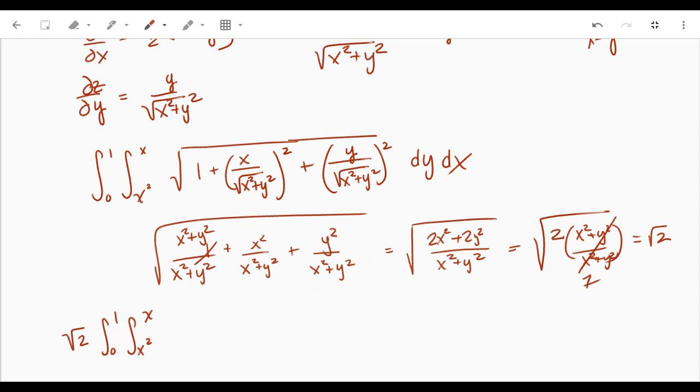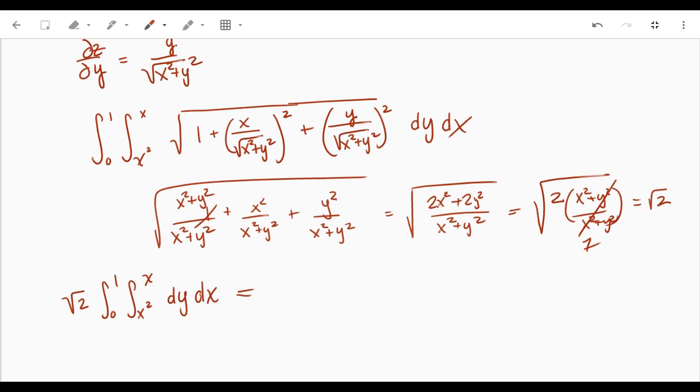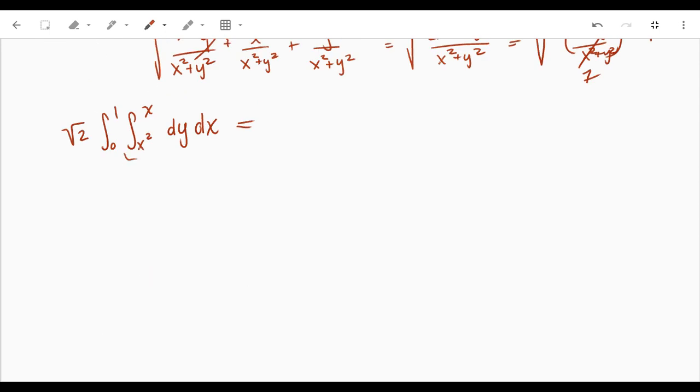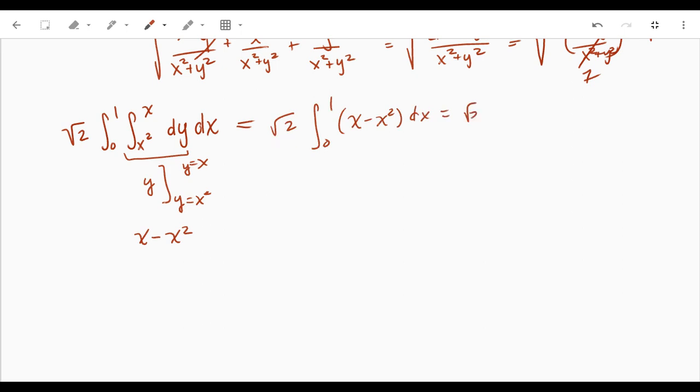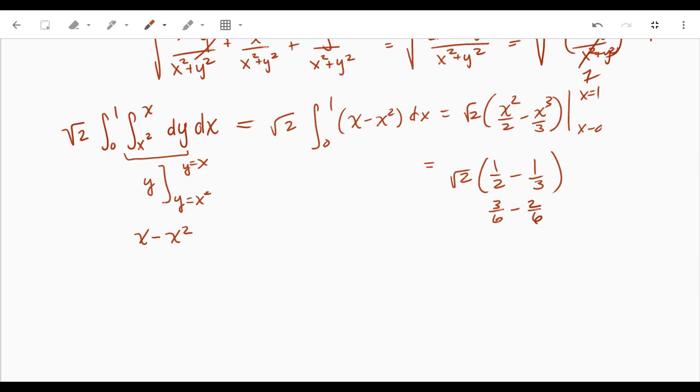This is kind of fun. I like it. Okay, so I'm going to do that integral. So this would be y evaluated from y equals x squared to y equals x. So that would be x minus x squared. Okay, so I'll have the square root of 2 times the integral from 0 to 1 of x minus x squared dx. So square root of 2 times x squared over 2 minus x cubed over 3, evaluated from x equals 0 to x equals 1. 0 is not going to get me anything, the 1 is. So I have the square root of 2 times 1/2 minus 1/3, which is 3/6 minus 2/6, which is 1/6. So square root of 2 over 6 will be my final answer there.